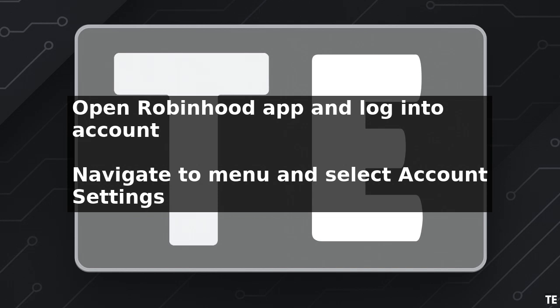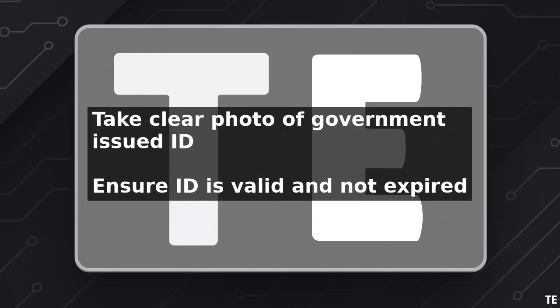You will be prompted to take a photo of your government-issued ID, such as a driver's license or passport. Make sure the ID is valid and not expired. Place the ID on a flat surface and take a clear and well-lit photo of the front and back. The photo should be in focus and show all four corners of the ID.